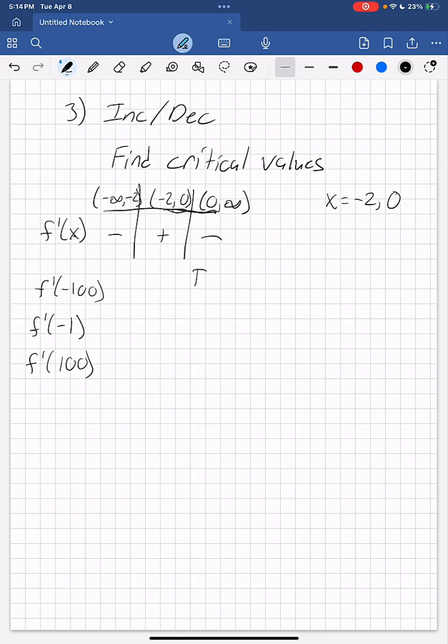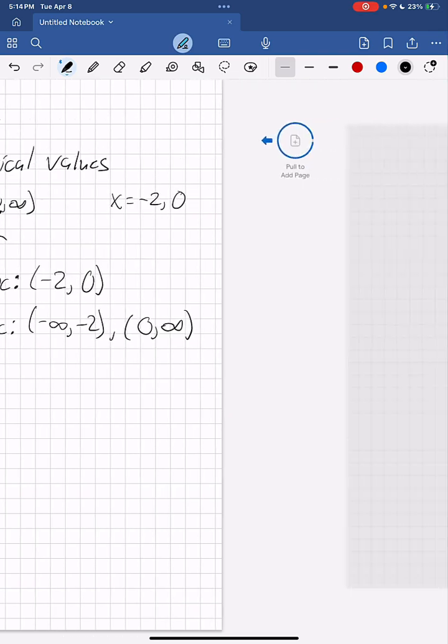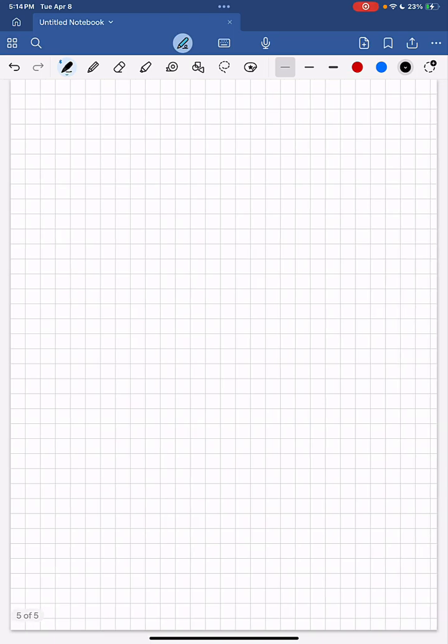So then this thing is increasing from -2 to 0, but it is decreasing from -infinity up to -2 and 0 to infinity. Okay, so that is how you check to see if this thing is increasing or decreasing. All right. So then the next thing I want to talk about is with absolute extrema.